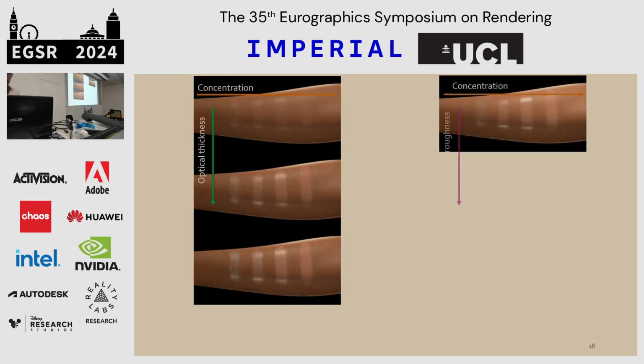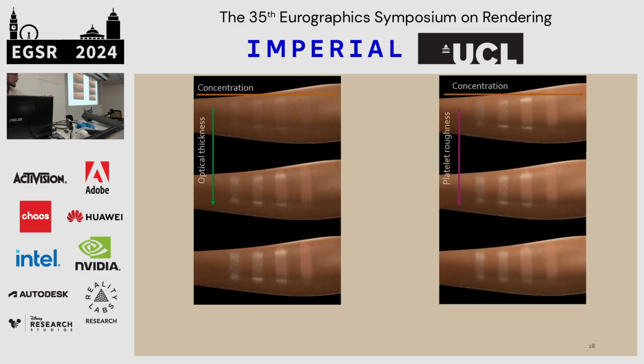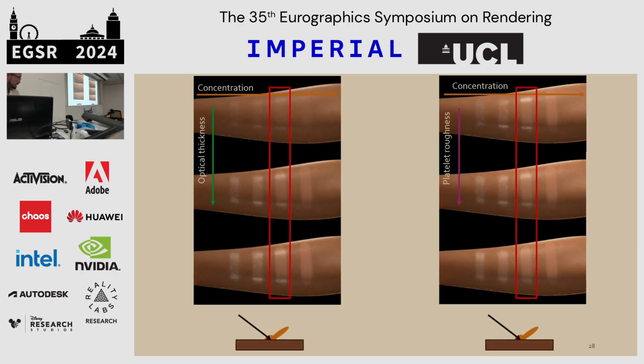We do a similar experiment, but instead, on the vertical axis, instead of the optical thickness, we change the platelet roughness. And as expected, these affect the highlights, but in a different way. Specifically, increasing the thickness increases the brightness of the highlights. Meanwhile, changing the platelet roughness changes the shape of the highlights itself. And this is interesting because it kind of correlates with how people perceive glossiness.